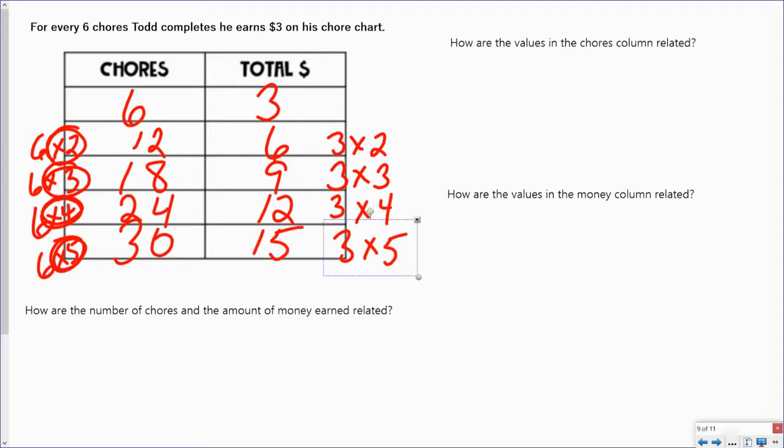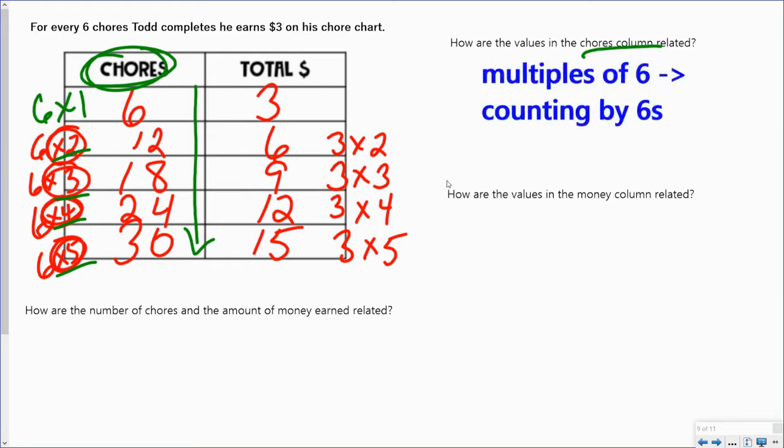Now, my question up here asks how the values in the chores column are related. So here's my chores column. I'm going to look down here. Well, I have 6 multiplied by 1, multiplied by 2, multiplied by 3, multiplied by 4, multiplied by 5. So I have 6, 12, 18, 24, and 30. So those are multiples of 6. Or again, when I'm looking at multiples of 6, I'm counting by sixes.